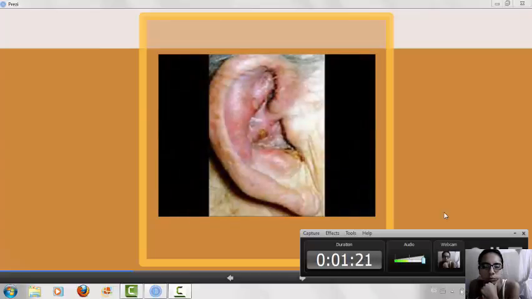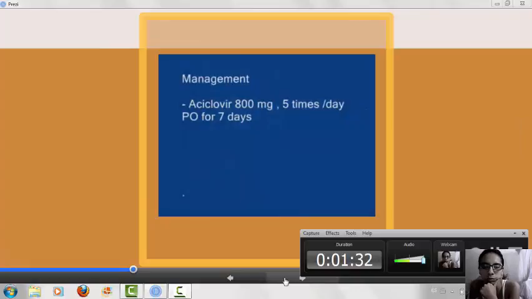This patient has blistering rash of the external ear due to involvement of the geniculate ganglion with facial palsy, a condition that's called Ramsay-Hunt syndrome. Management should include acyclovir 800 milligrams 5 times per day orally for 7 days.